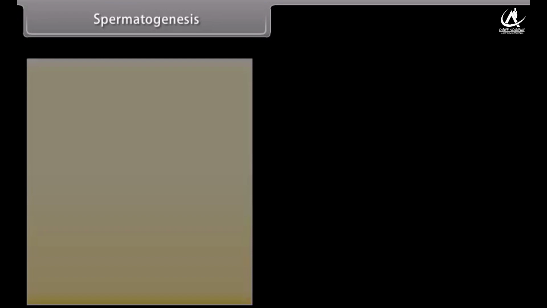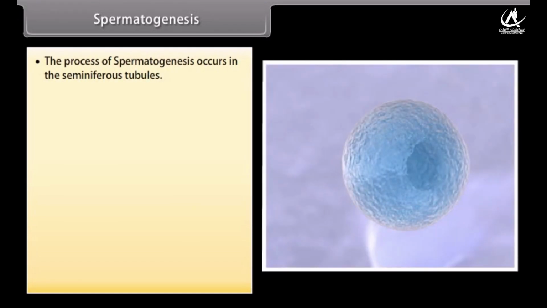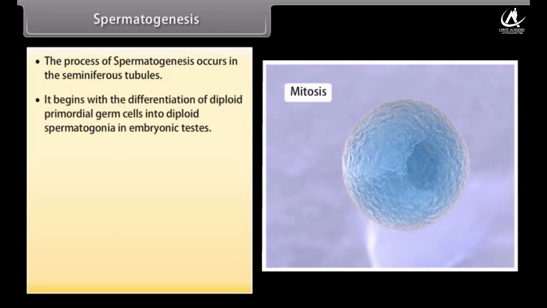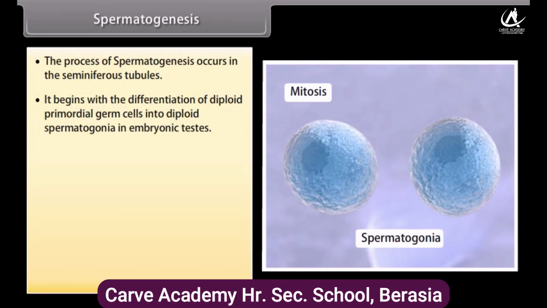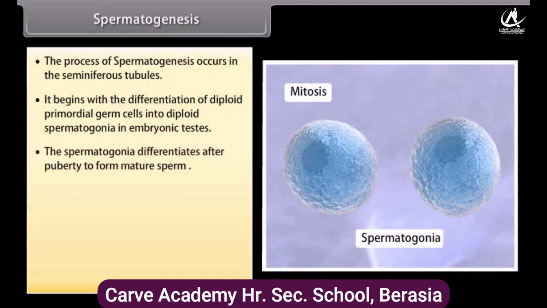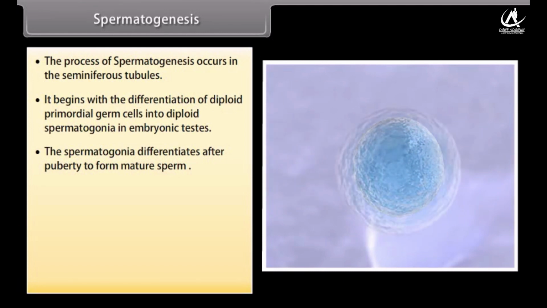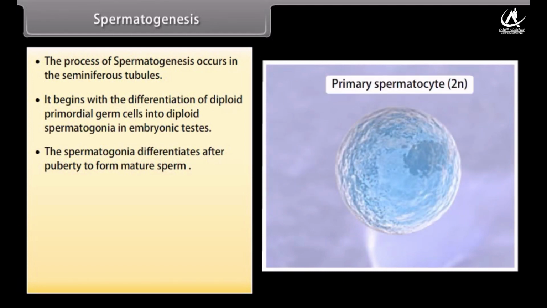Spermatogenesis. The process of spermatogenesis occurs in the seminiferous tubules. It begins with the differentiation of diploid primordial germ cells into diploid spermatogonia in embryonic testes. The spermatogonia differentiates after puberty to form mature sperm as shown in the following diagram.